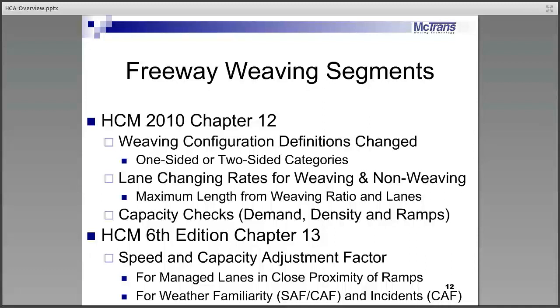If any of that is exceeded, you must go to a facility to do a multiple period analysis for oversaturated conditions. And again, just like in basic segments, speed and capacity adjustment factors for weather, familiarity, and incidents were also added here. And something called cross weaves, where on-ramp traffic may cross weave across the general purpose lanes to make its way to the managed lane, can impact capacity, and so that's been added as well.